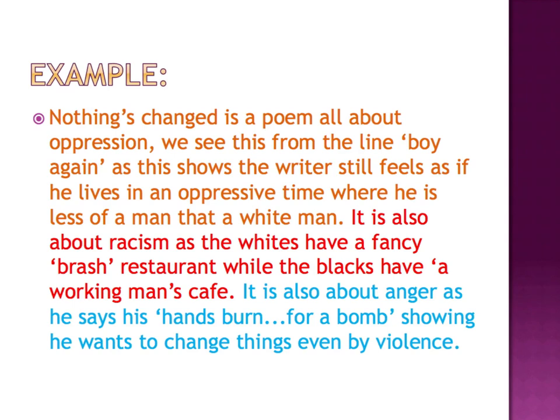Nothing's Changed is a poem all about oppression. We see this from the line "boy" again, as this shows the writer still feels as if he lives in an oppressive time where he is less of a man than the white man. It is also about racism, as the whites have a fancy brash restaurant while the blacks have a working man's cafe. It is also about anger, as he says his hands "ellipsis for a bomb," showing he wants to change things even if it has to be by violence. So there's a link of all the meaning things that we can actually pick out.